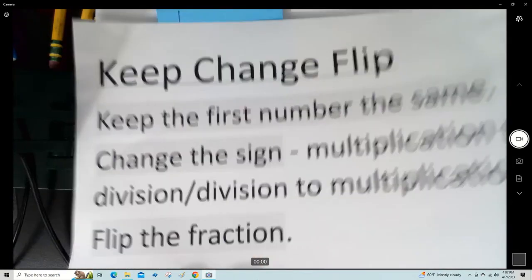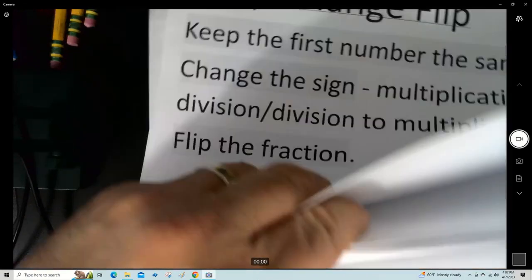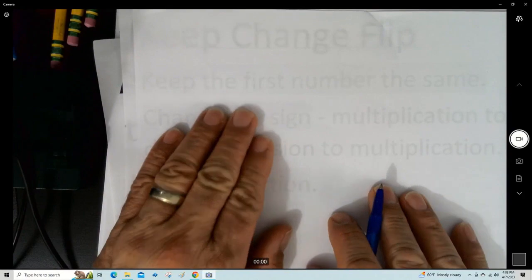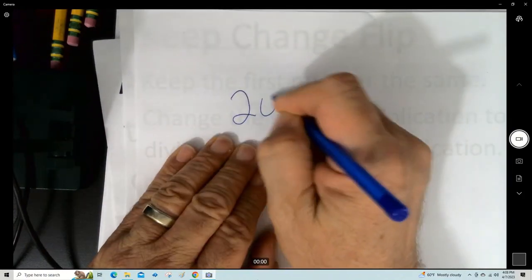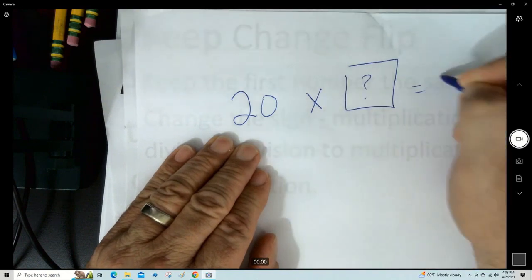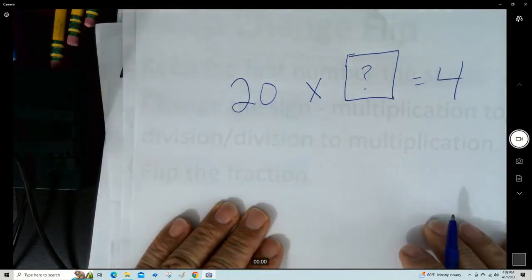All right. Well, the big picture is this. Let's get some more paper readily available here. So keep, change, flip with this. And the way I like to explain this is like this. If I said 20 times what number equals 4, right? 20 times what number equals 4?